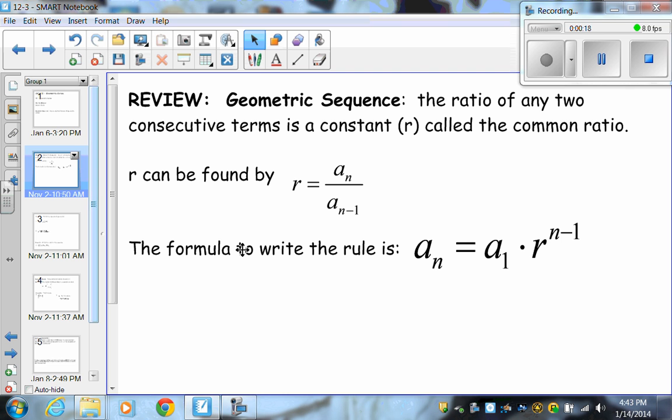Just a review of some things that you did in the past. A geometric sequence is a sequence in which the ratio of any two consecutive terms is a constant r, which we call the common ratio. r can be found by taking a term and dividing it by the previous term. And again, we'll do some reviewing of this in just a second. The formula to write the rule for a geometric sequence is a sub n equals your first term times your r raised to the n minus 1.